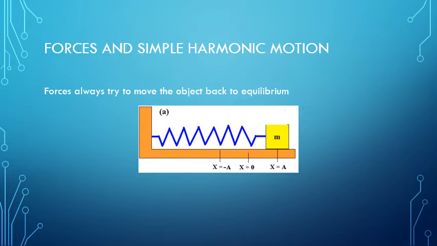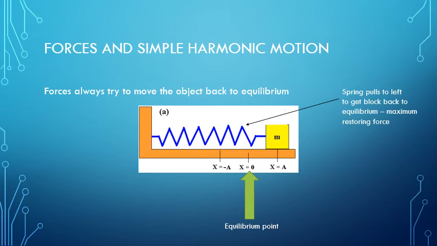Okay. So here's a spring. You can see that it wants to be at x equals 0 because that's the resting place. And right now it is at x equals A. The equilibrium point is, like I said, x equals 0. Okay. And the spring is pulling it to the left to get it back to equilibrium. So that's going to be the maximum restoring force that you need.